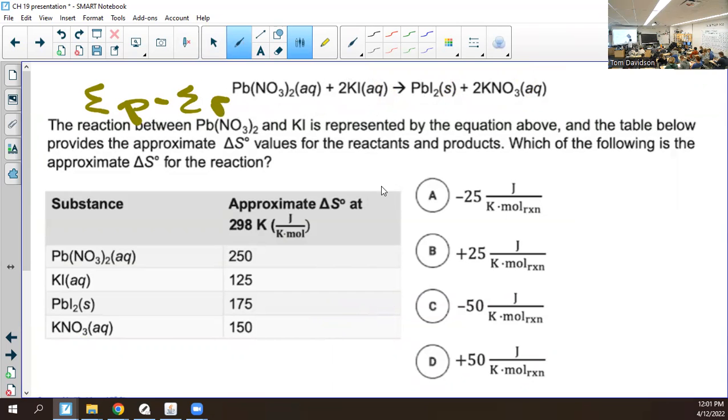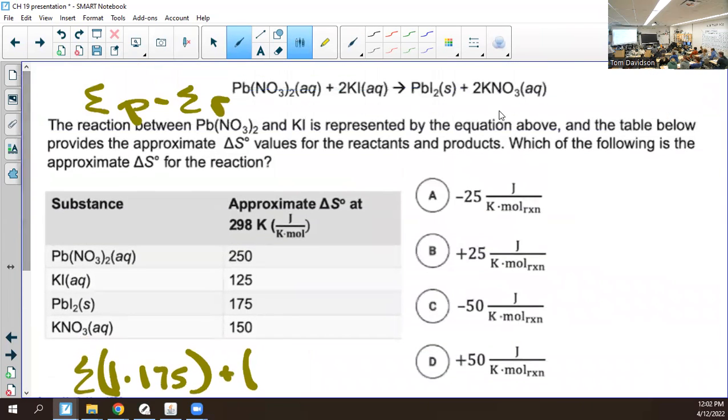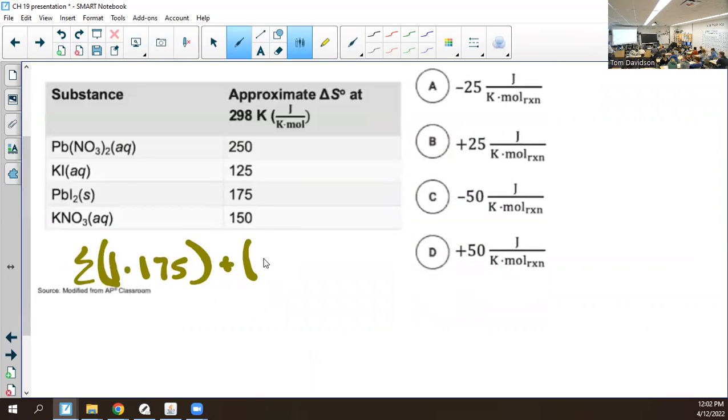So I'm going to take 1 times PbI2, correct? So the sum of 1 times 175 plus 2 of KNO3, that's 150.